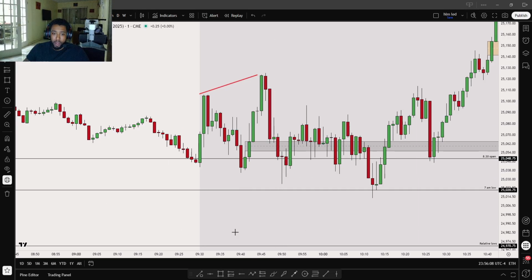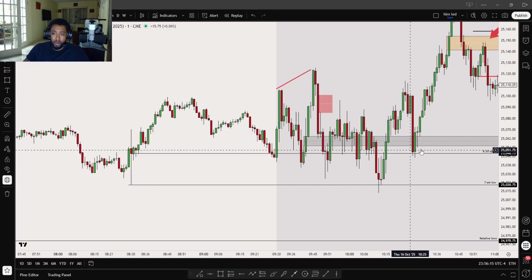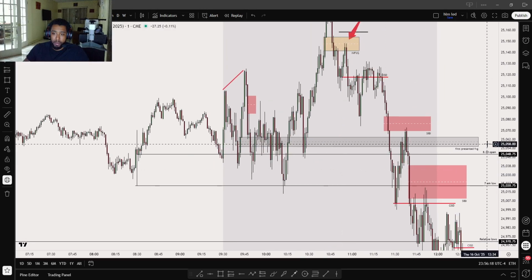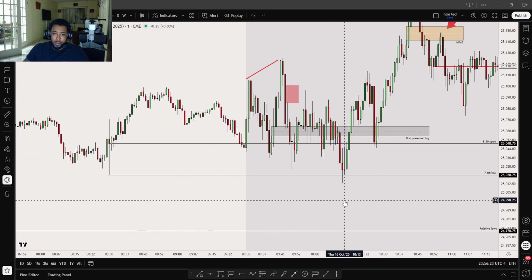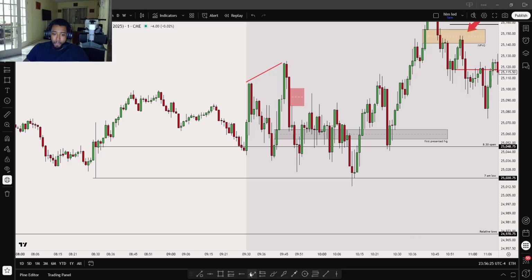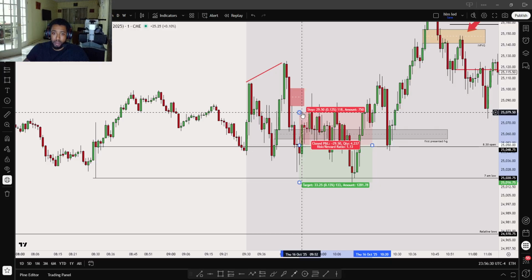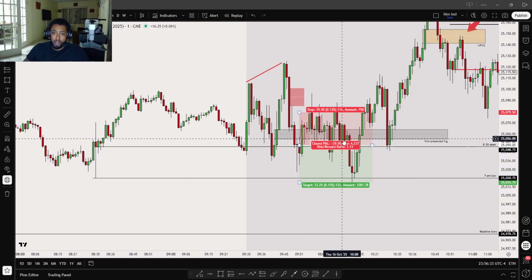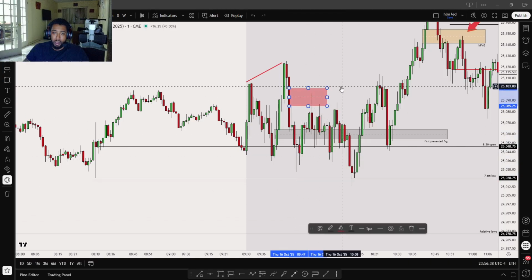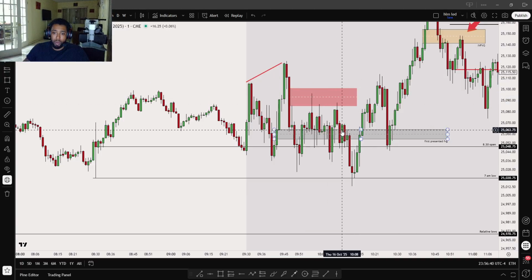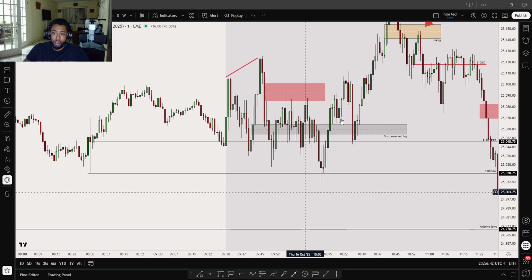We leave this fair value gap open. So I was expecting this to be used as a breakaway. Once it closed below this first presented fair value gap, I got my short, had my stop loss literally right above it. You see, stopped out right here. Then again, same thing. When we came back to it, I went short again.